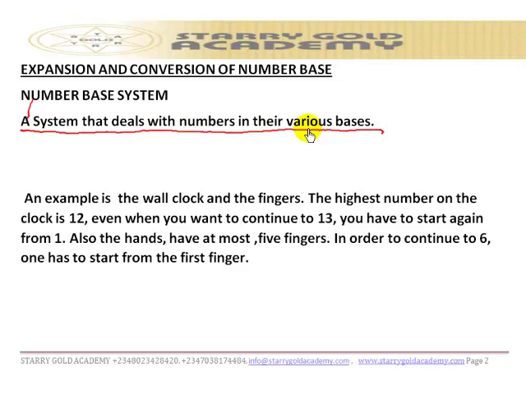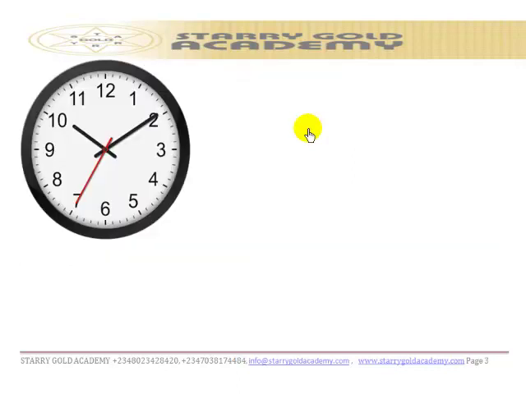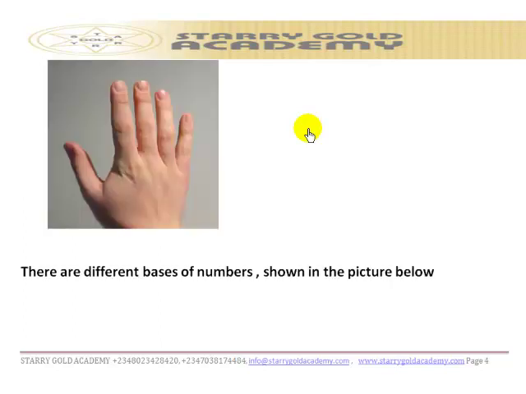Your fingers also operate this way. We have 5 fingers. If you want to count over 5, you have to go back to the first finger to continue at 6, 7, 8, 9, 10. Then go back to the first finger again and then count 11, 12. That's how it works. This is a picture I'm showing you right now.